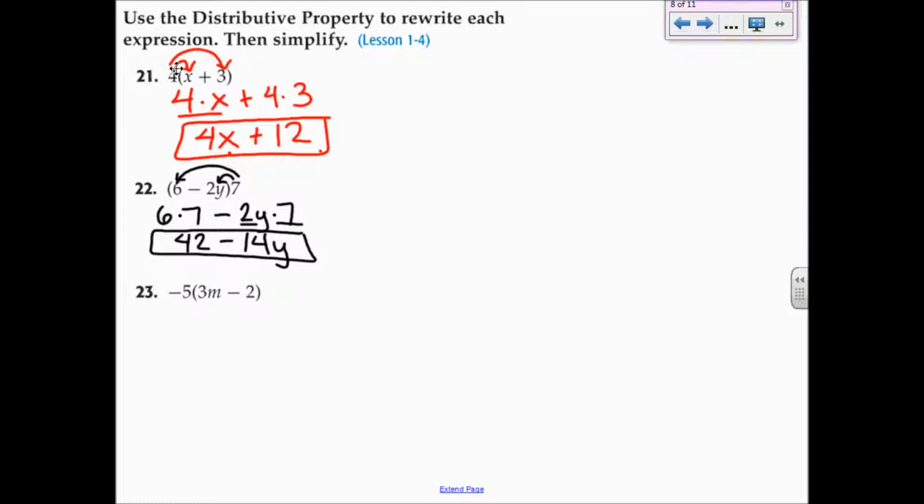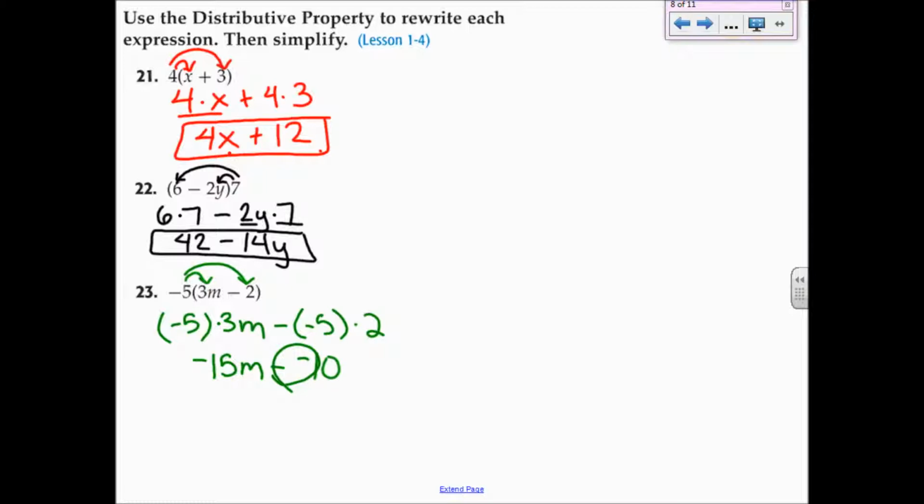And the last one on the page, negative 5. I want to make sure when I write that I put parentheses around it to keep the negative straight. So I'm going to have negative 5 times 3m minus negative 5 times 2. Well, negative 5 times 3 is negative 15m, and then minus negative 5 times 2 is negative 10. And when I subtract the negative, it's the same thing as adding a positive. So negative 15m plus 10.